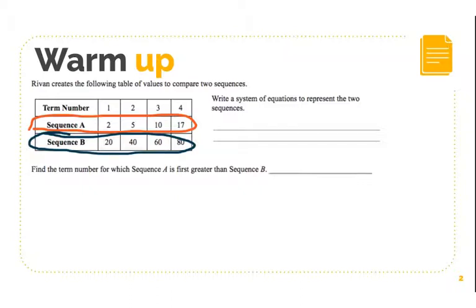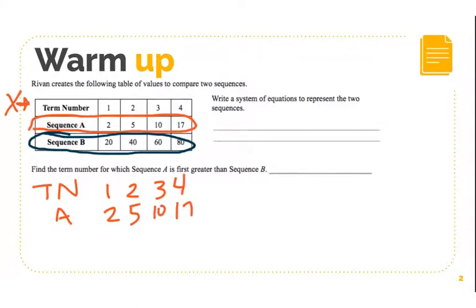So I'm going to write the term number, right? That's really my x values. So I'm going to write that term number 1, 2, 3, 4, and then sequence A below it, just to give myself some more space. Okay. So these are my inputs, and these are my outputs, or y's. Okay. So I look at the y values to see kind of what is happening.